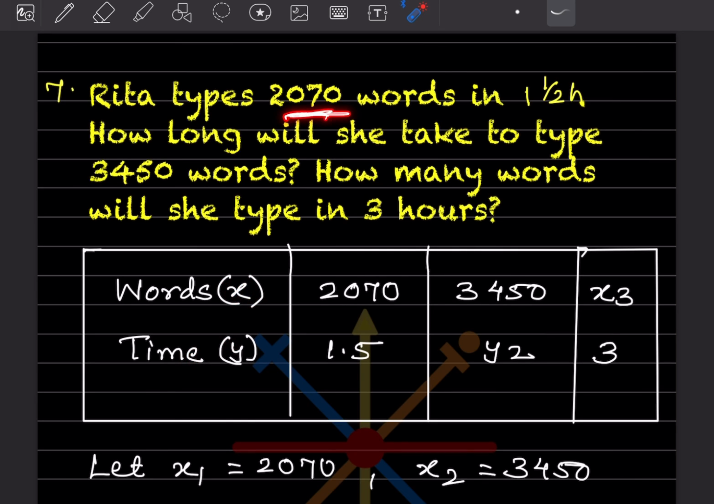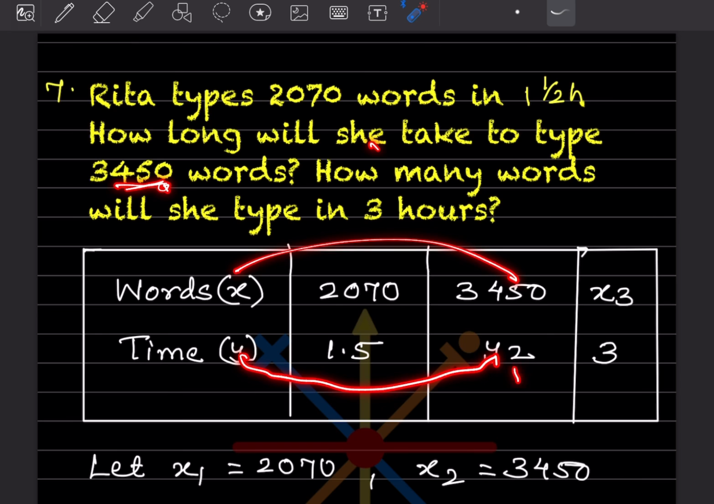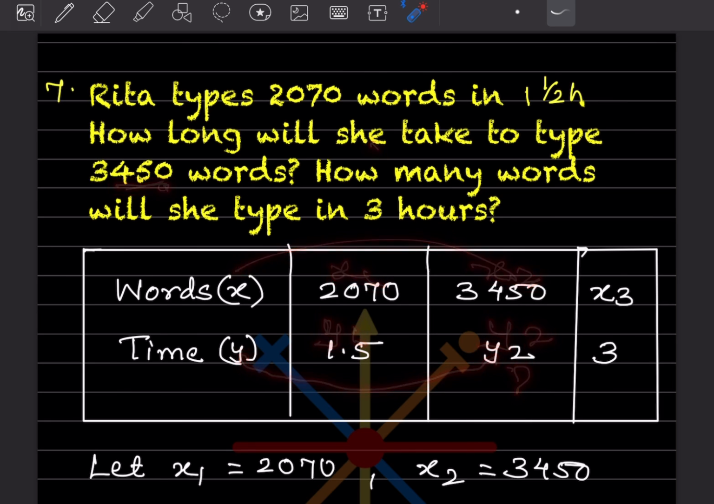So how many words are here? 2070. So we can put it in here. So it takes 1.5 hours. 1.5 hour means we can write here 1.5. So half hour means 0.5 we can consider, that will be 1.5. So 3450 words are there. So how long will she take to type? So we don't know the time. So this we have considered, see here, this will be x1, this will be x2. So this is going to be y1 and this is going to be y2. So we don't know what is that.